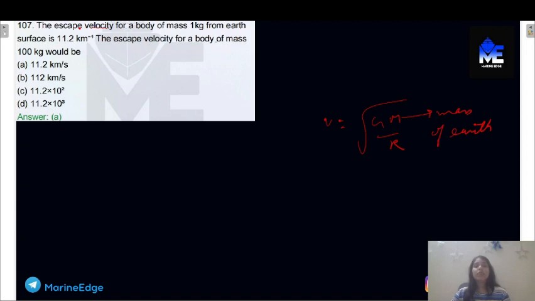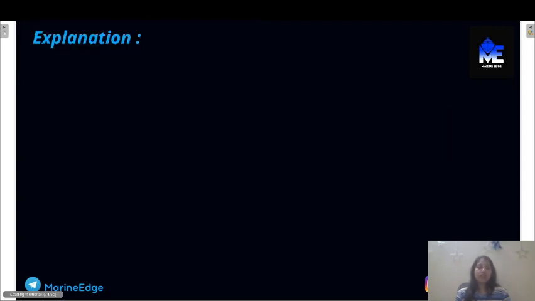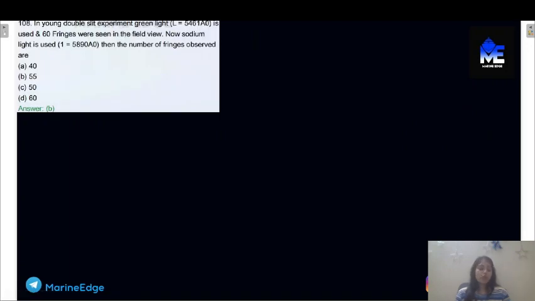It is asking that the escape velocity of a body of mass 100 kg is, it is also 11.2 km per second. Okay. Because the escape velocity does not depend upon the mass of the object that is trying to escape. It depends upon the mass of the body that is applying the gravitational force. Correct?